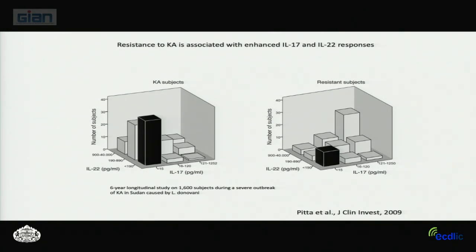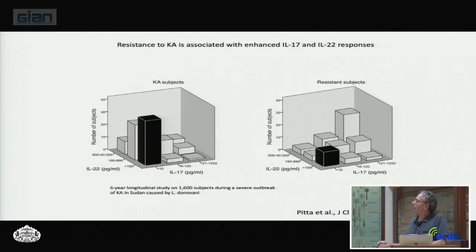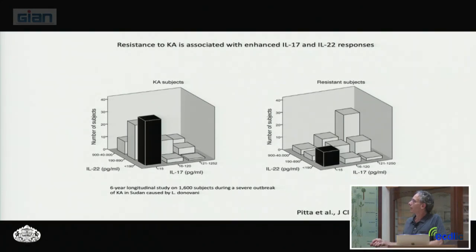This is a very important study done in Sudan, in which it was a 6-year longitudinal study on 1,600 subjects, in which they identified incident exposures. So using immunologic assays, I think, so these were healthy individuals who, from immunologic assays, seroconversions, I think, they defined as having been infected, but were still healthy. Then they followed over 6 years and determined who went on to develop Kala-Azar and who remained resistant.